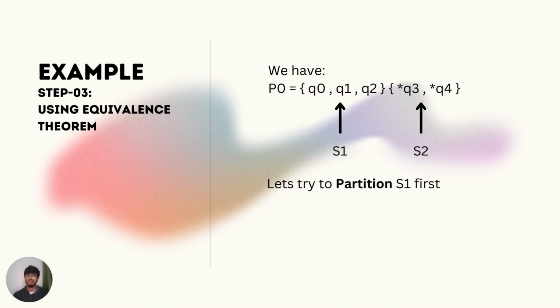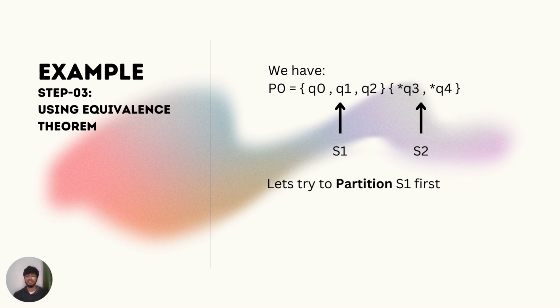In step 3, we use the equivalence theorem, that is, we make our first partitioning. We can see here that we have divided all the final states and all the non-final states into two sets, that is S1 and S2. S1 containing all the non-final states and S2 containing all the final states.